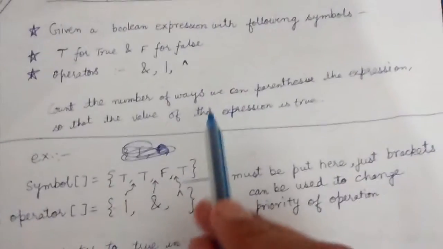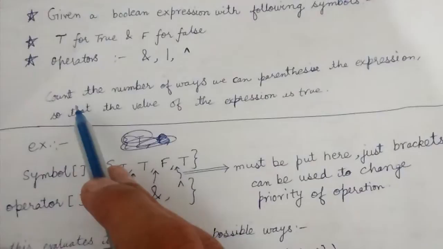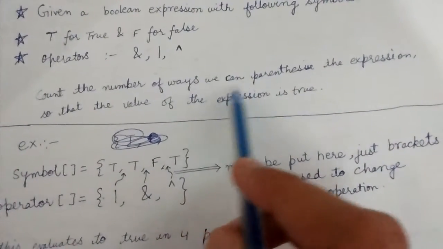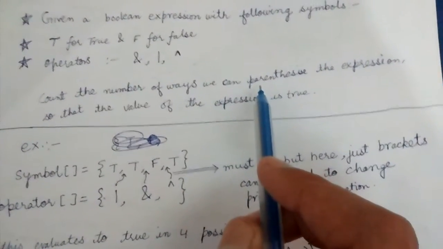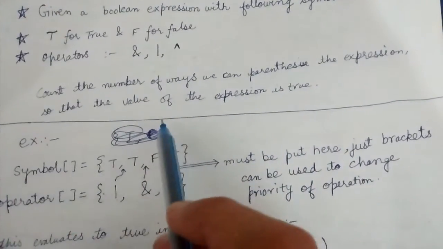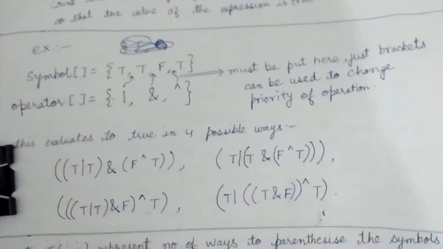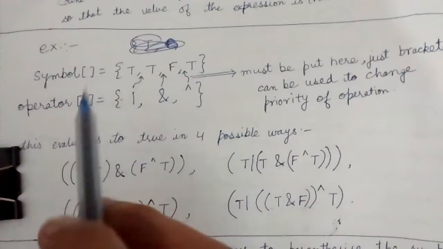So with that understanding, let us come to the problem statement. We want to count the number of ways in which we can parenthesize the expression. Parenthesize means we need to put some brackets so that the value of the expression is true. So our aim is this: the value of expression must be true. So for a crystal clear understanding of the problem, let us take an example.